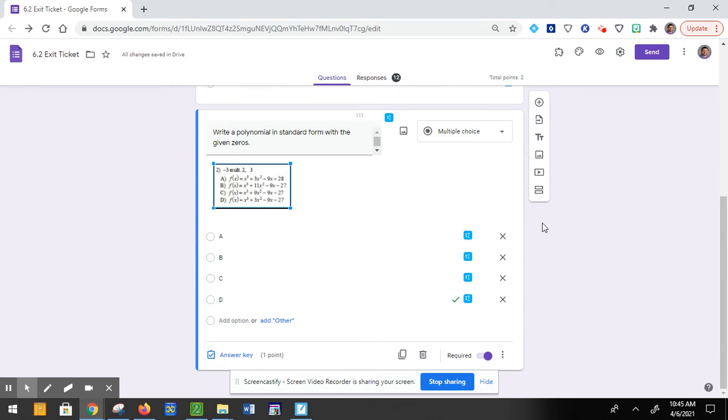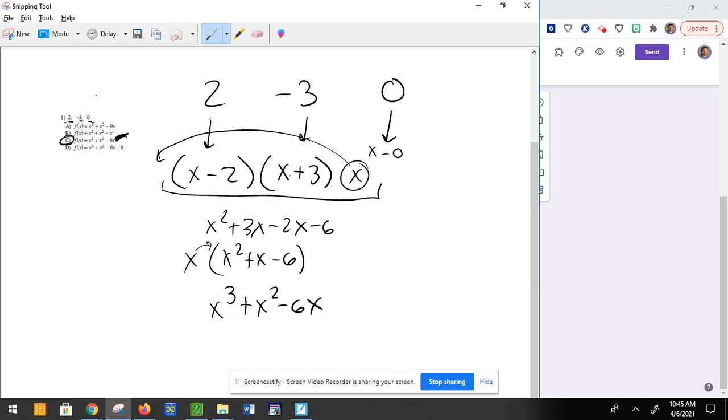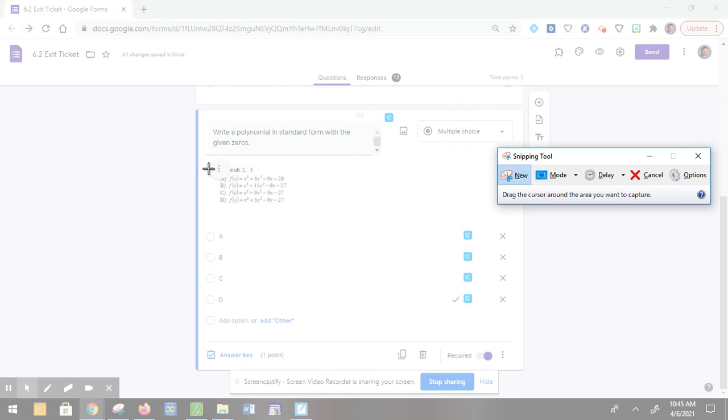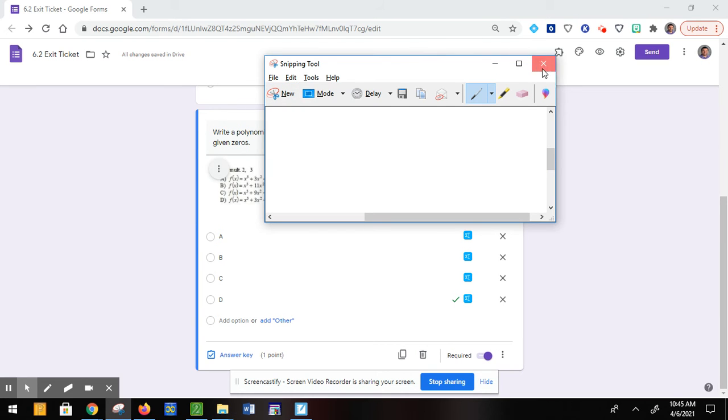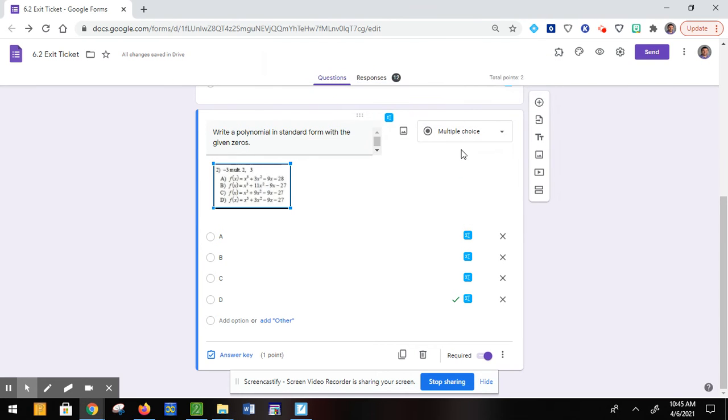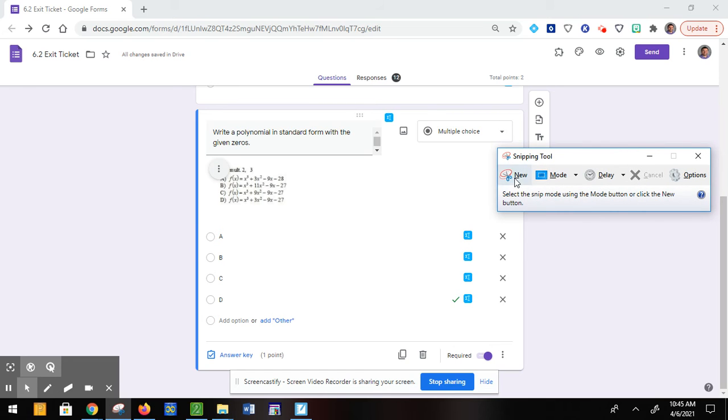Trying to get this to go away. There we go. All right, whatever. No, it came back. All right, 3 multiplicity of 2. All right, let's just do that. I don't know why I can't get that thing to go away.